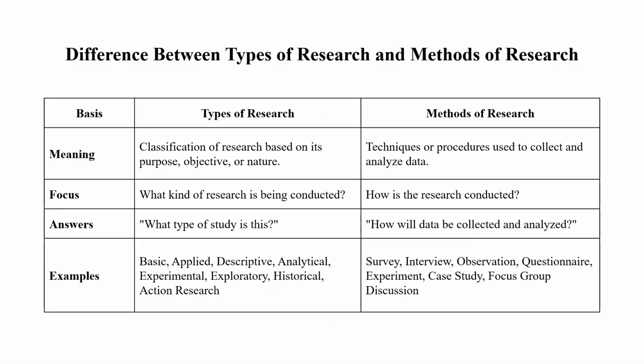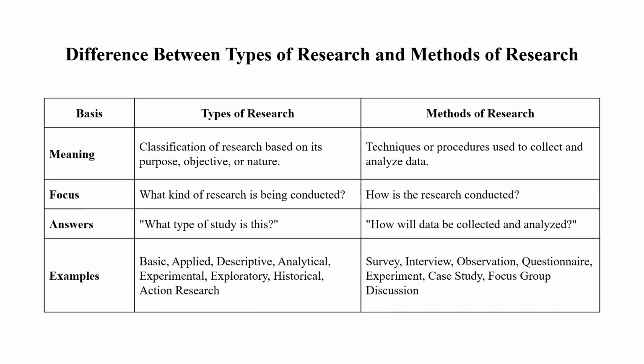First one, types of research, we have completed already. So first, what is the difference between types of research and methods of research? We can see, then we can move on to the topic. First one, what is the meaning of that? Types of research means classification of research based on the purpose and objective. What is the nature, what are the uses, depends on the classification.